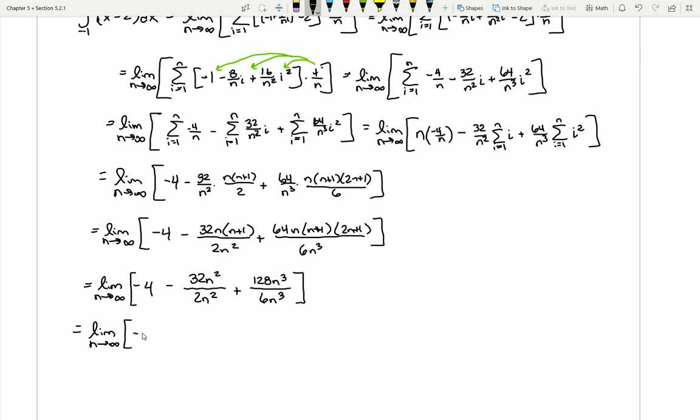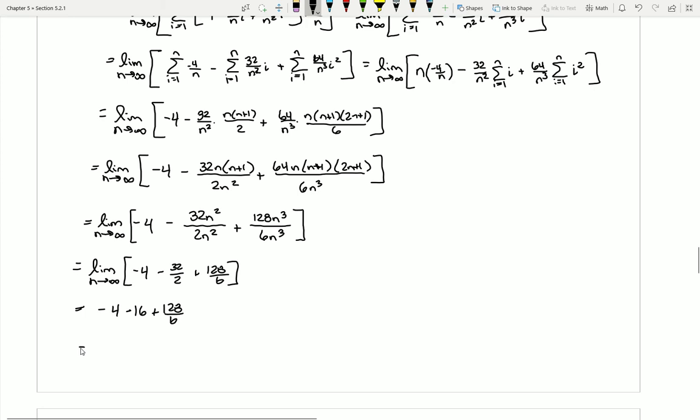I'm going to end up with now a limit here of -4. Oops, actually I can calculate these limits really easily by just simplifying out what I have here. I'm going to have a limit of -4 minus 32 over 2 plus 128 over 6. And that's ultimately just going to leave me with -4 minus 16 plus 128 over 6. Now, if you were to simplify all of this down, you should be able to get down to a final value of 4/3.